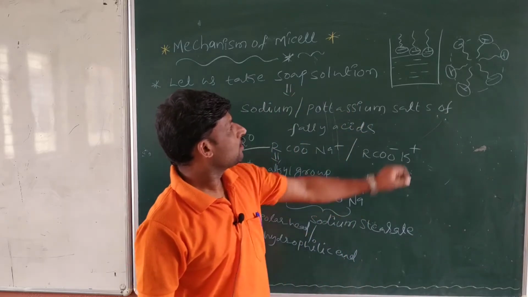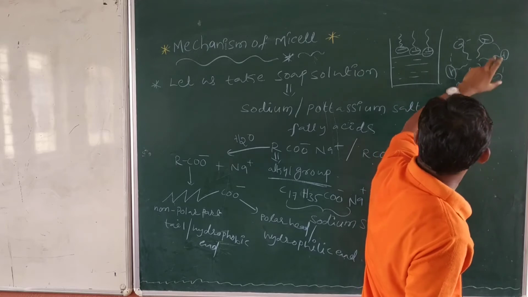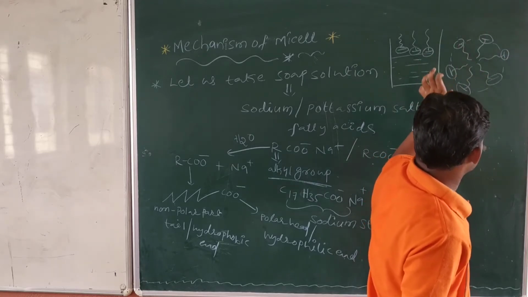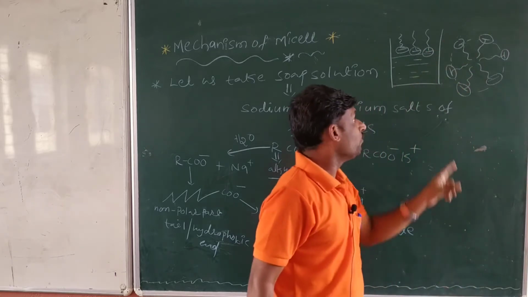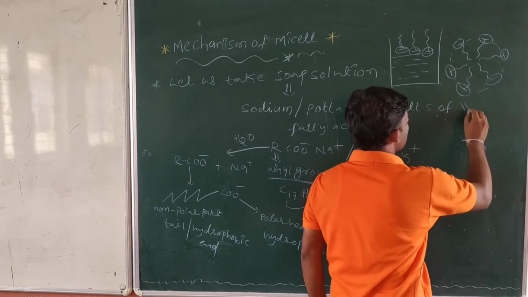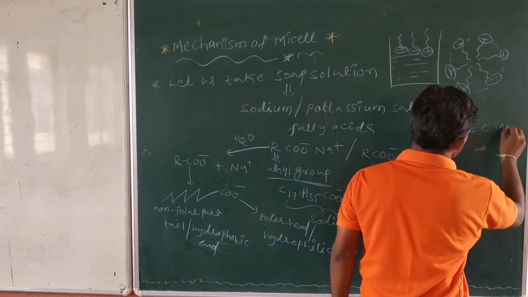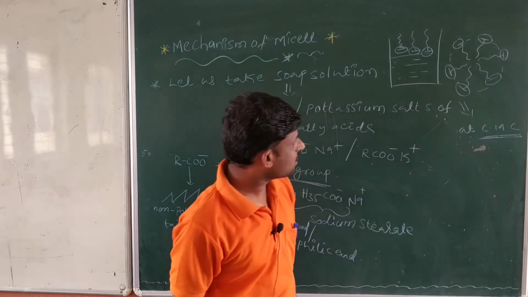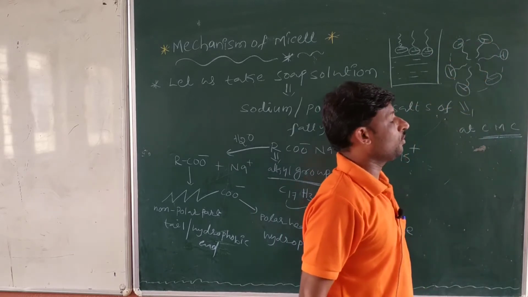Towards the center it has the alkyl groups, and outwards it gives the ionic groups. So now the micelle is formed. When is it forming, sir? At the CMC, the critical micelle concentration. Am I right or not? It forms like a sphere. This is the mechanism.